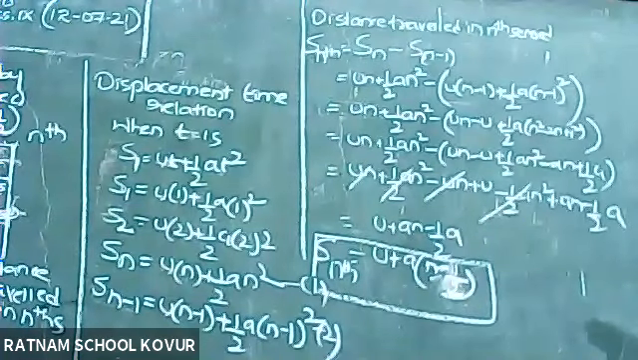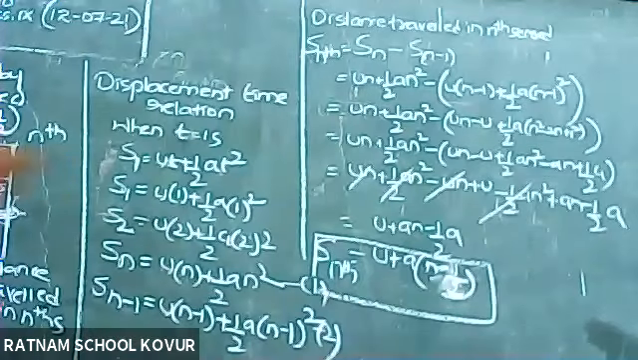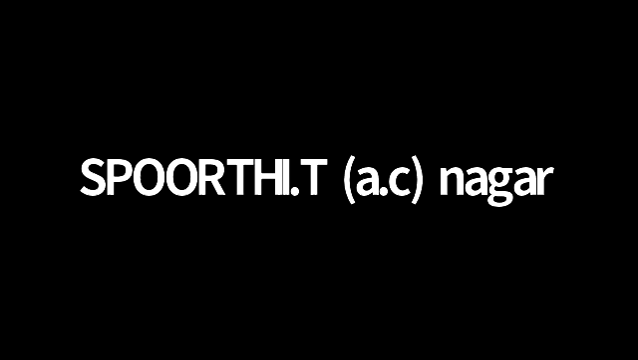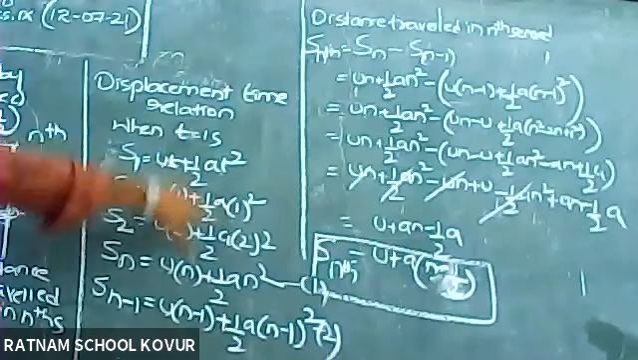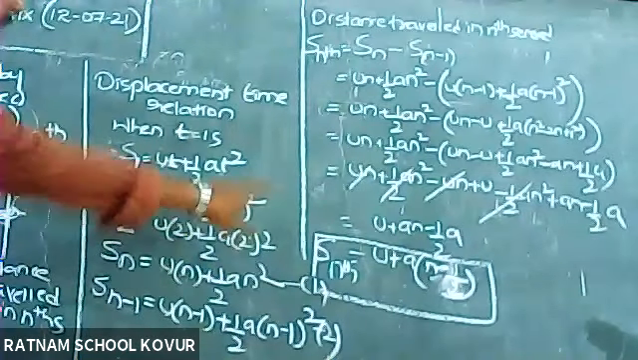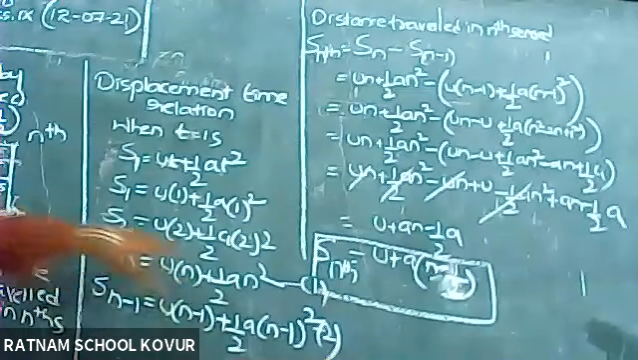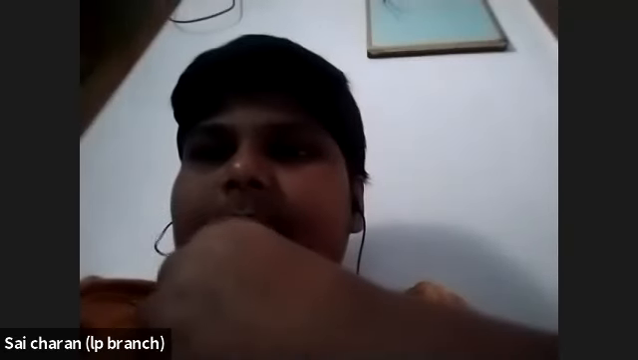S1 is equal to ut plus half at square. Why should we take it? S_n means instead of t, you have to replace with 1. So 2 into 1 plus 1 by 2 a into 1 square. S2 means in the place of t you replace with 2. Like that, in the place of t I have replaced n, and in the place of t I have replaced n minus 1.